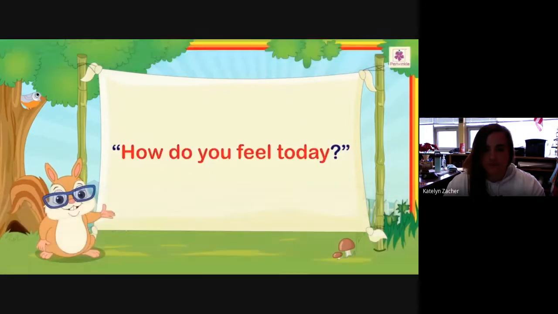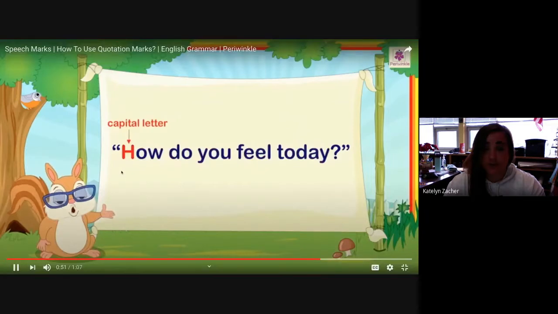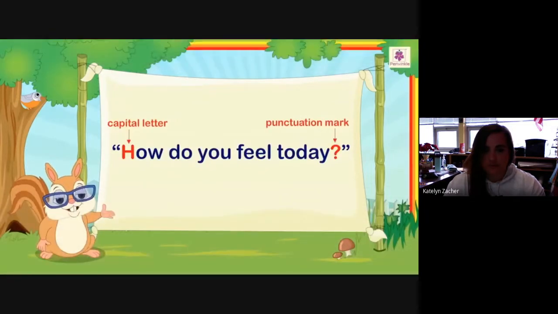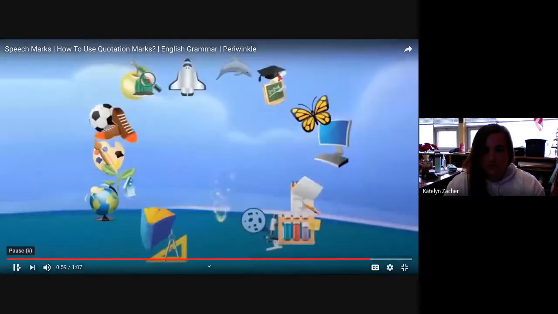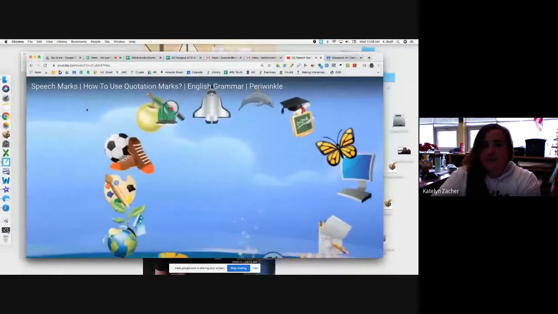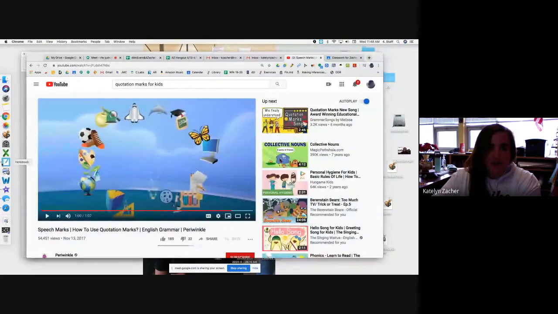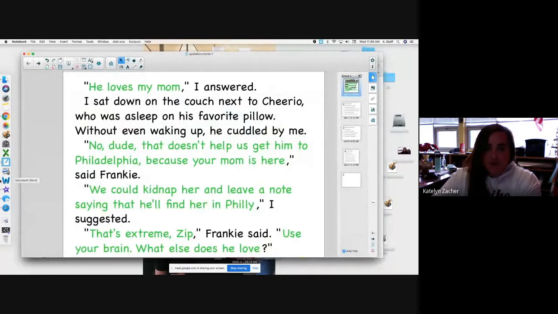Also, begin the quote with a capital letter. Very important. And put the end punctuation mark before the close quotation mark. So the main thing to remember, a few things, and I am not going to be picky the first time around, but we just have to remember to have a capital letter and the quotations go around what's being said.